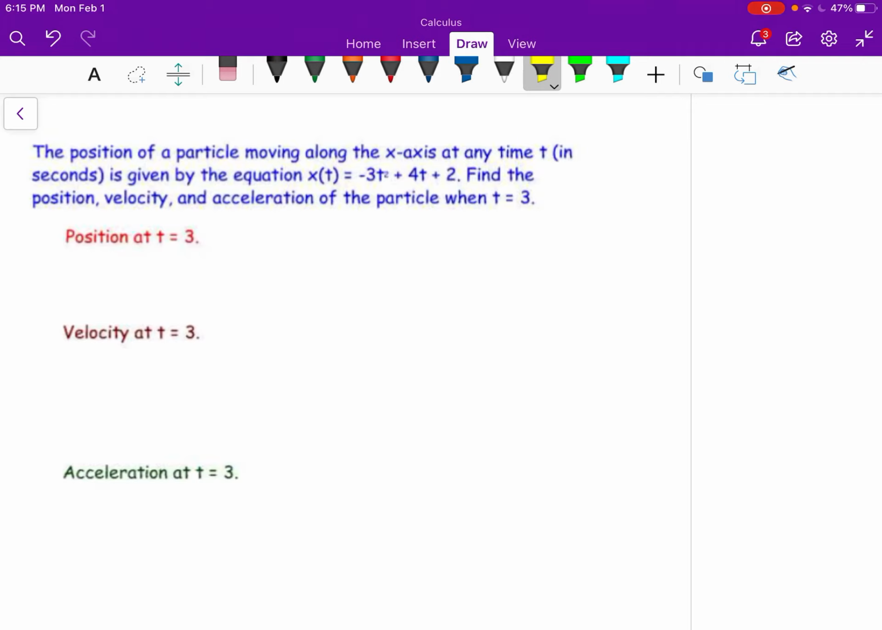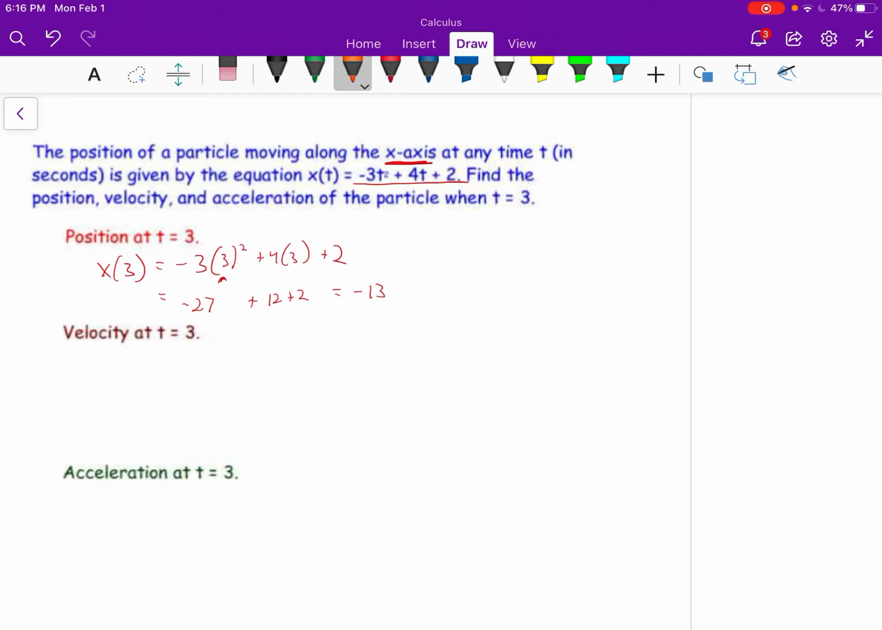Well, to find the position when t equals 3, all we're doing is plugging in 3 into the position function. So this is going to be x of 3, which is negative 3 times 3 squared plus 4 times 3 plus 2. 3 squared is 9 times negative 3 is negative 27, plus 12 plus 2, and that's negative 27 plus 14, which is negative 13. So the position is at negative 13 on the x-axis.